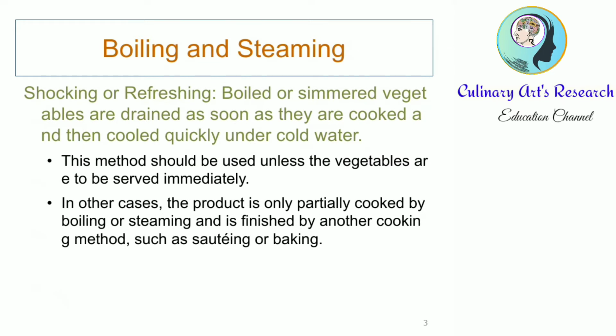Next is shocking. We'll be discussing the different methods required for cooking vegetables, and the first is shocking or refreshing. In this, the boiled or simmered vegetables are drained as soon as they are cooked, because they have to be served quickly after preparation is done. So this method is used when the vegetables are to be served immediately. In other cases, the product is partially cooked by boiling or steaming and is finished by another cooking method, such as sautéing or baking.